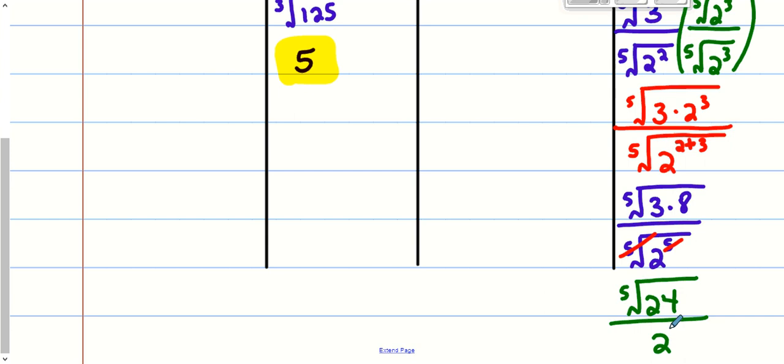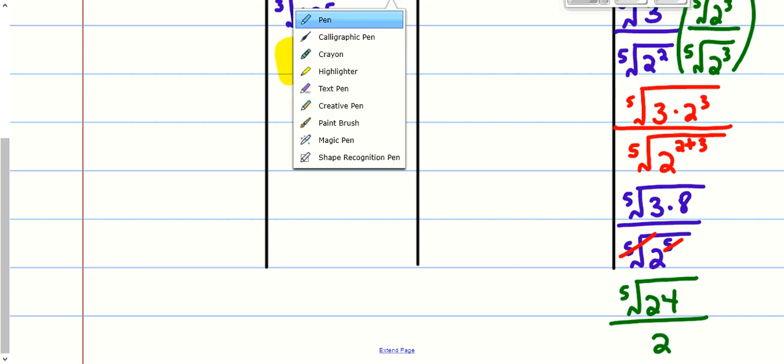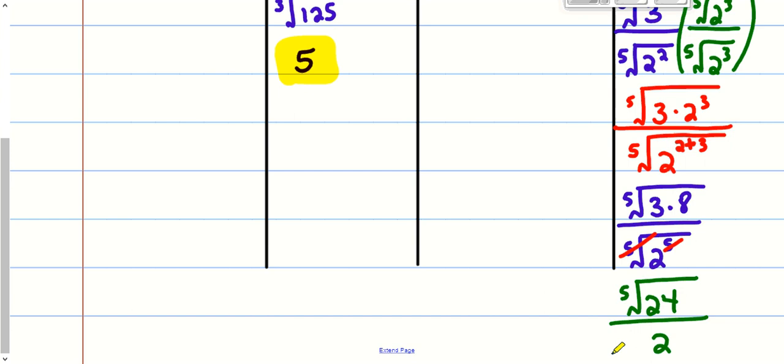Now that's not just 24 divided by 2. So my answer is not 12 right there. That's the 5th root of 24, divided by 2, and that is totally simplified. So always, again, make sure that there's not a radical on the bottom, and make sure that everything is totally simplified.